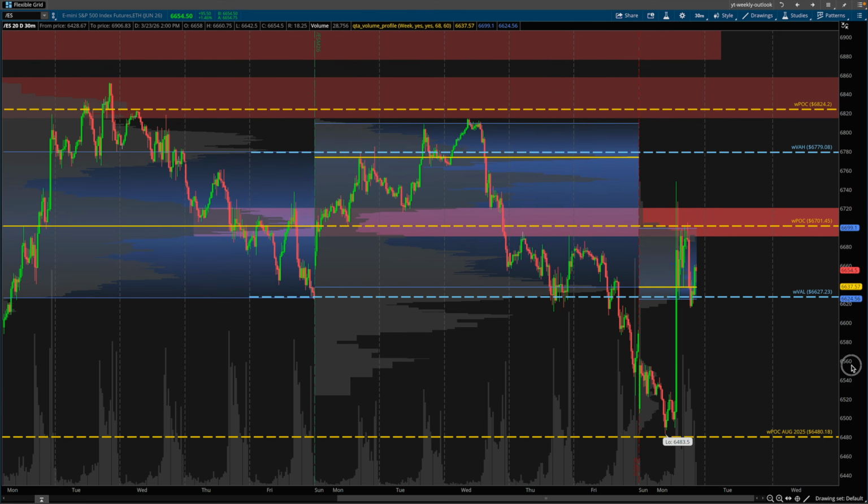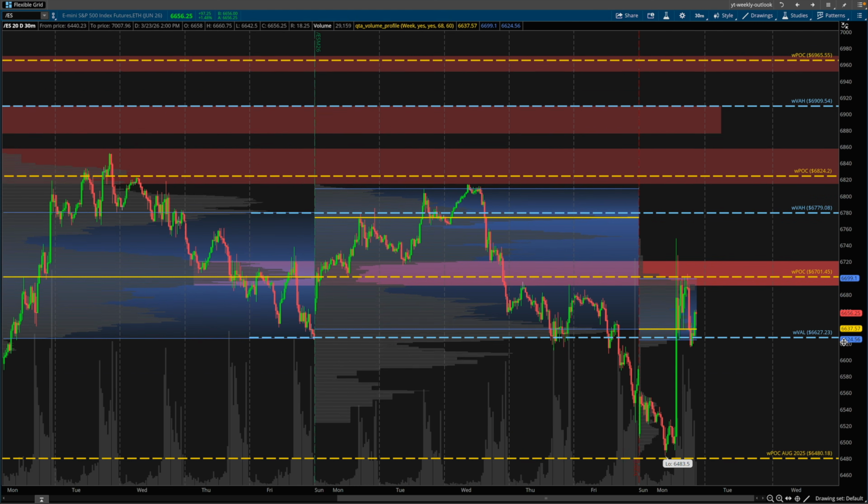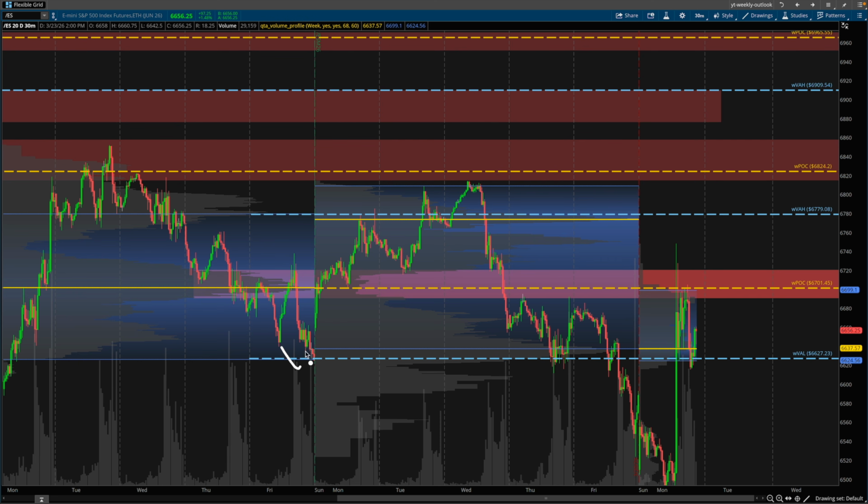So the market came down to that leftover demand zone. I have another one down here that was from the month previous to that. So that's from July 2025. So these are two significant strikes. I have not made any updates to these charts for this week. I'm still using the leftover value area low and value area high from the previous week, so not last week.